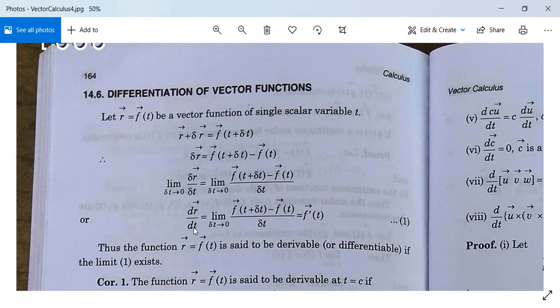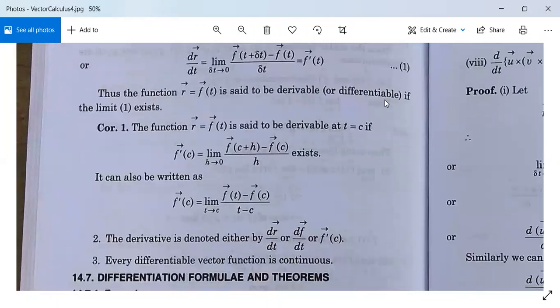the differentiation of r with respect to t. It is equal to limit as delta t tends to 0 of f(t plus delta t) minus f(t) by delta t. It is written as f dash t. F dash t means differentiation of this vector function f(t). Thus the function r equal to f(t) is said to be derivable or differentiable if this limit exists. If this limit exists, then r equal to f(t) is said to be differentiable.